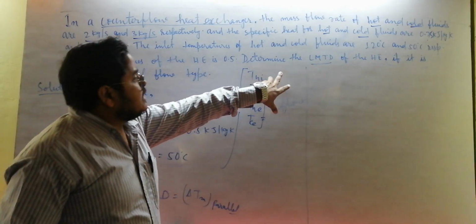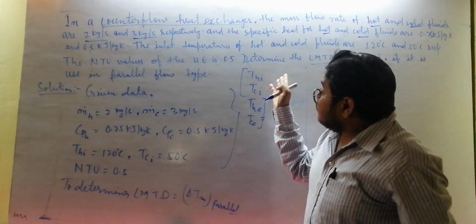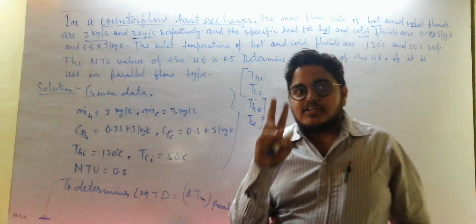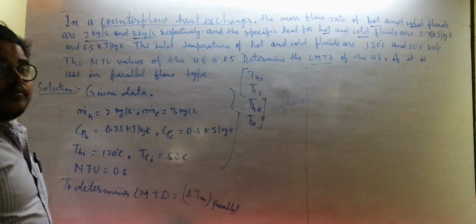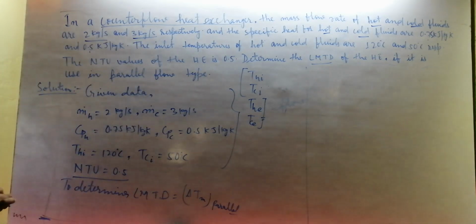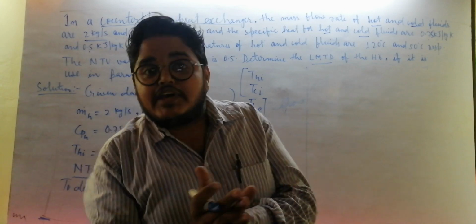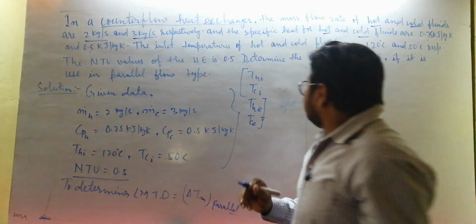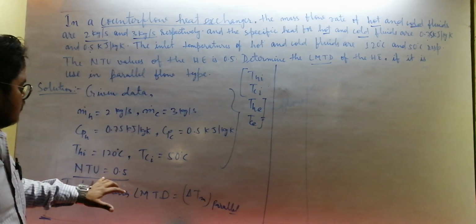Here you can see that only two temperatures are given, which means we have to find the other two temperatures. If two temperatures are given, then to determine the other two we have to apply the effectiveness of the heat exchanger. But in this question the effectiveness value is not given; one point is given, my friend: the NTU value. From this NTU value we can find the effectiveness, and from the effectiveness we will get the other two temperatures and we can determine the LMTD. So NTU is given.